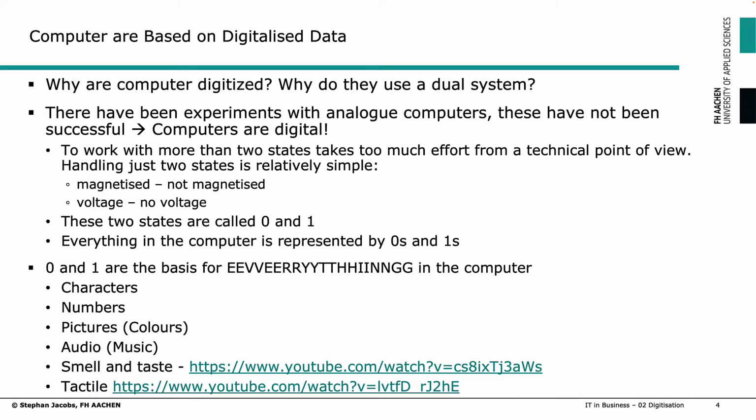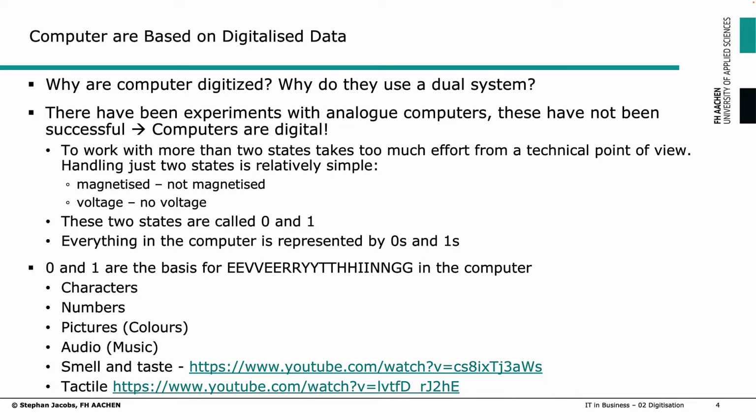Actually, it is simpler to just work with two values. If you look from an engineering perspective, you have, for example, magnetized and not magnetized, or you have power and no power, or voltage or no voltage.